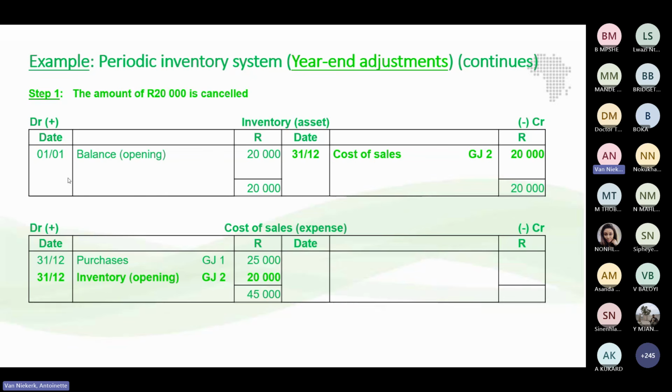So here we show you again. Originally, we had the opening balance of 20,000 Rand. Now we are taking it to the cost of sales account. We're closing it off. So you put this 20,000 Rand on your credit side. And here were the purchases, if you remember correctly, that we already recorded, or took rather, to the cost of sales account. Now we are only adding the opening inventory as well.